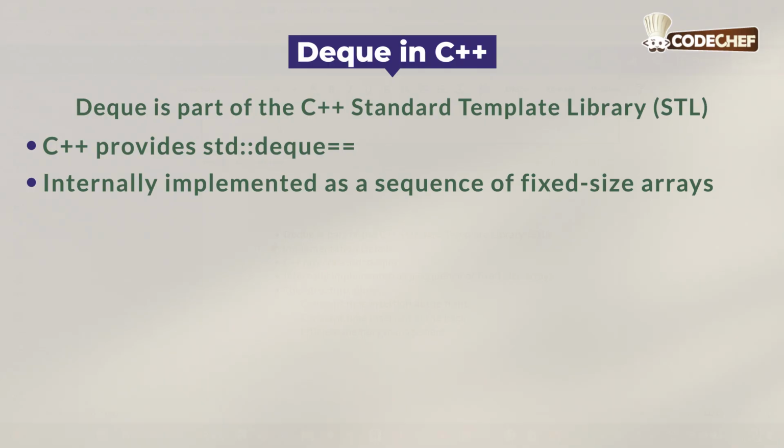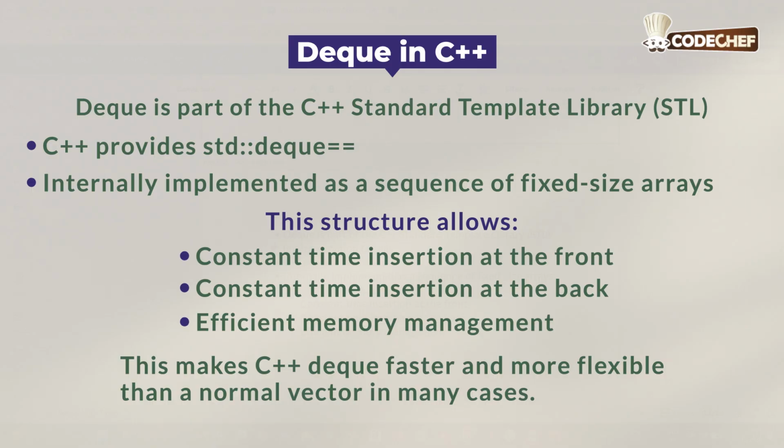Deque in C++. Deque is part of the C++ Standard Template Library. C++ provides a standard Deque, internally implemented as a sequence of fixed size arrays. This structure allows constant time insertion at the front, constant time insertion at the back, and efficient memory management. This makes C++ Deque faster and more flexible than a normal vector in many cases.